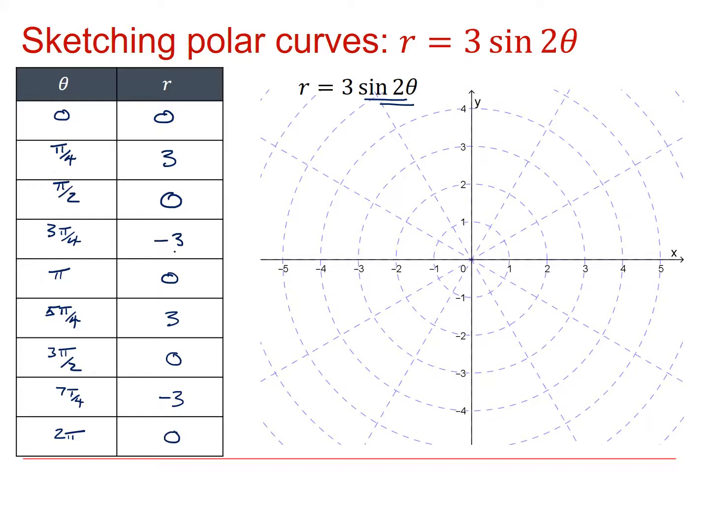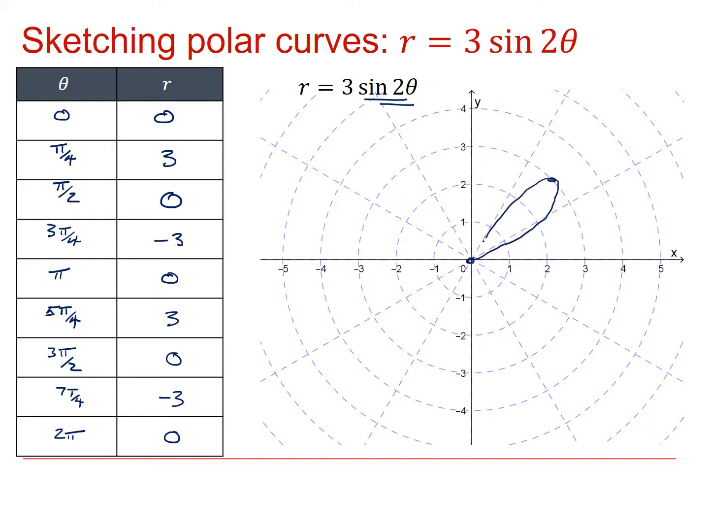Now we need to think about how to use -3 as a radius, and what that means is that it goes backwards down the radius, so effectively out through the other side. So my plot is going to start at 0, go out to this point, and back to 0.